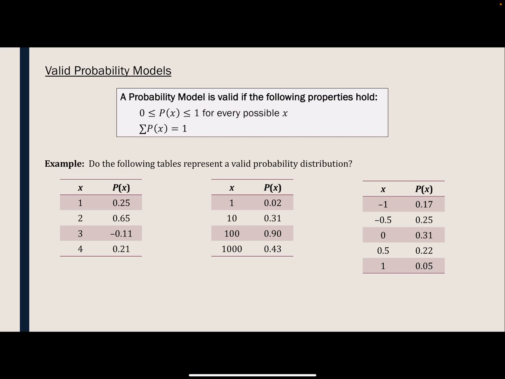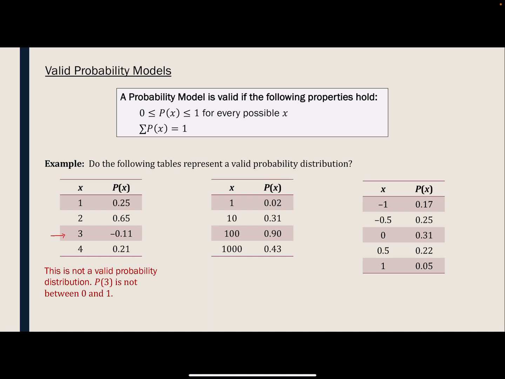So again, I have the properties for determining if a probability model is valid. And we want to look at these 3 models here and see whether or not they're valid. So looking at this first one, you can see that when x equals 0, it's saying the probability is negative. That can't be. We can't have a negative probability. So this is not a valid probability table.